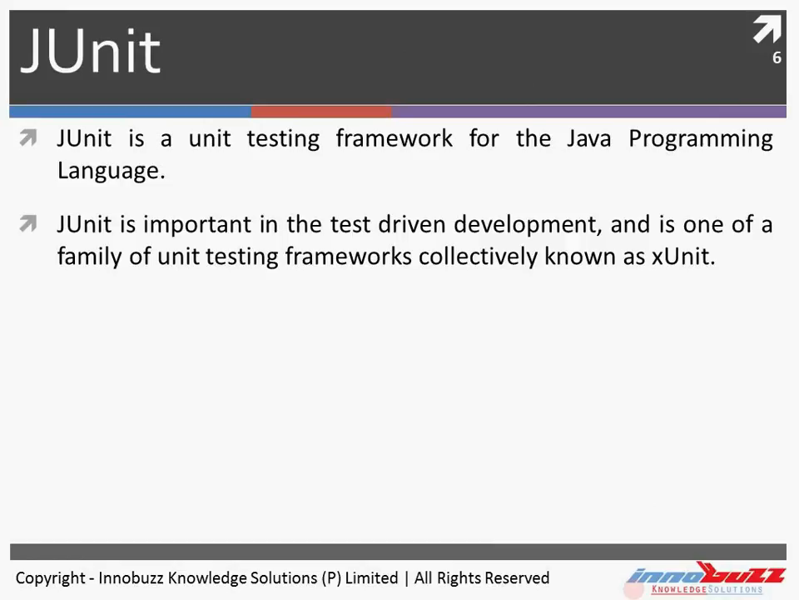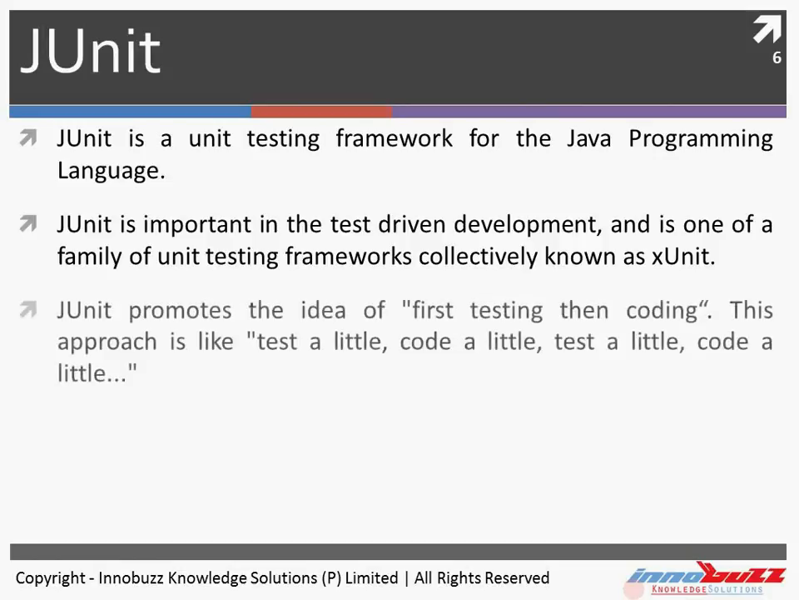JUnit is important in test-driven development and is one of the family of unit testing frameworks which are called XUnit. So this is one among the XUnit family. JUnit promotes the idea of first testing, then coding. It means that once you collect the requirements of your application, you need to start writing test cases for your requirements before implementing or coding those requirements.